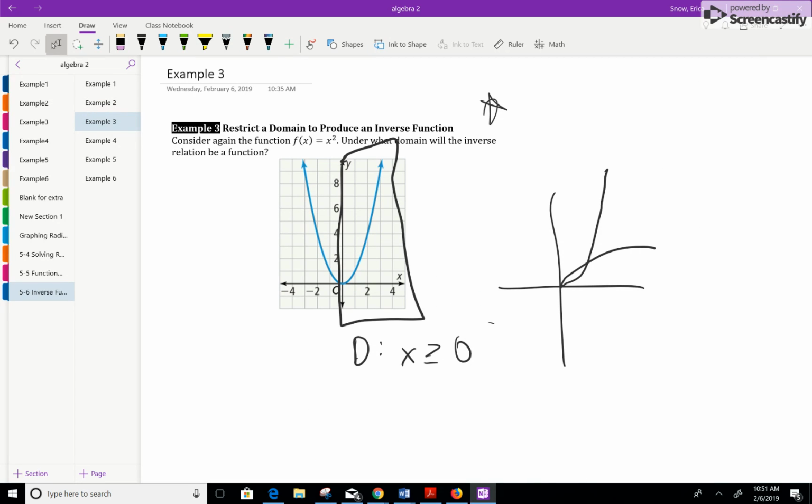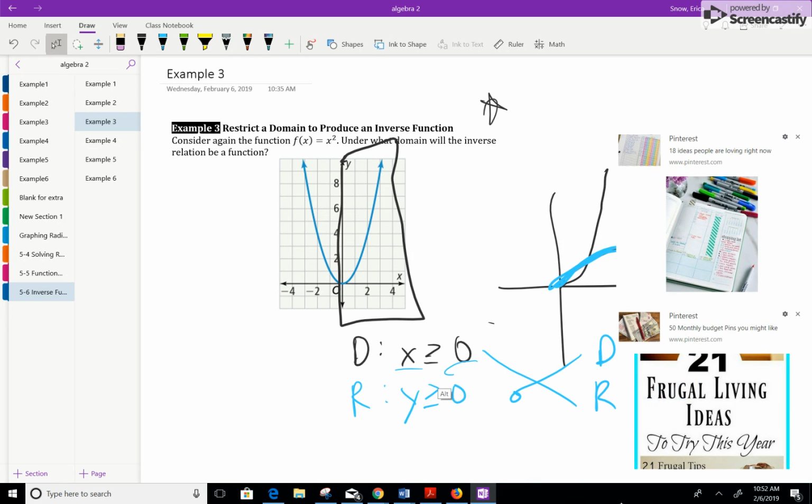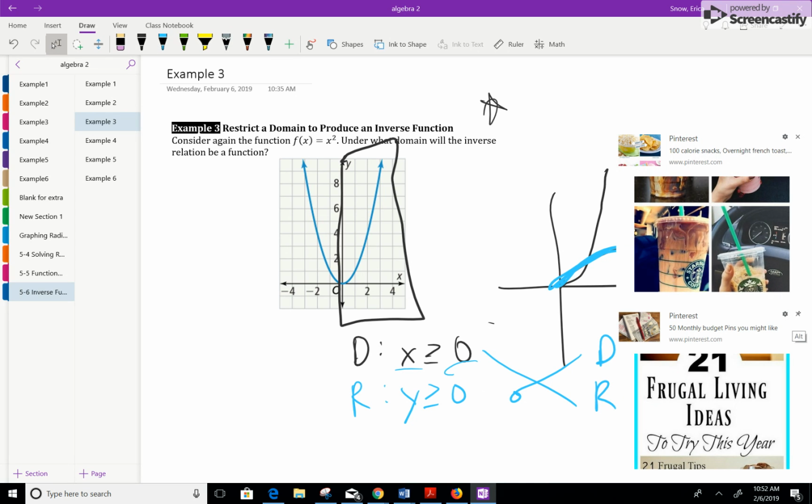So when you think about this, your domain here is going to be x greater than or equal to 0 on your original, and your range is going to be y greater than or equal to 0. Then for this function over here, the inverse, your domain is still going to be x greater than or equal to 0, and your range is y greater than or equal to 0. So with this one, that still swaps there.